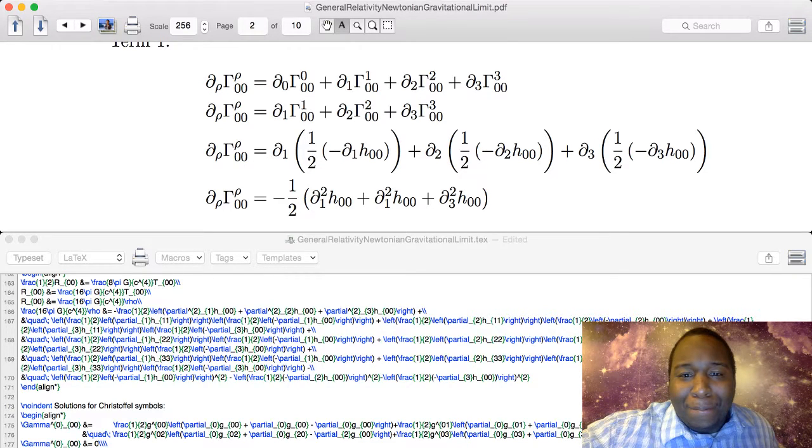I'm not quite seeing it just yet. Let's see. They all have a factor of 1/2, and they're all negative. 1, 0, 0 times its derivative, g11, g22, g33. Those will be positive.